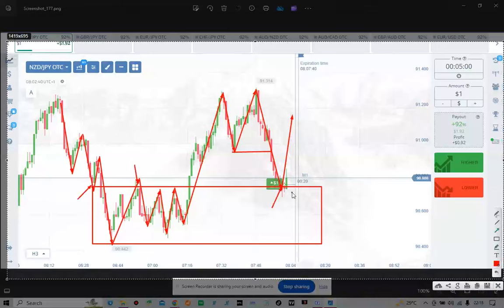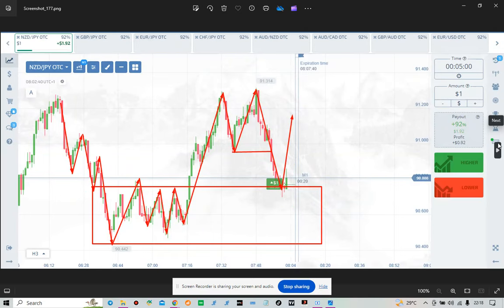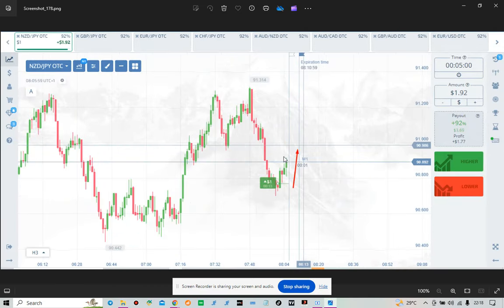So I wait for confirmation. I cannot just enter the trade without any confirmation. Okay, I wait for confirmation. I saw a rejection. I saw a weak seller's candle. Then I noticed the market is trying to form a green candle, so I enter the trade at once. For the next 5 minutes, I expect the price to go up. So let's see what happened. Okay, the price did go up for the next 5 minutes. So I won the trade.